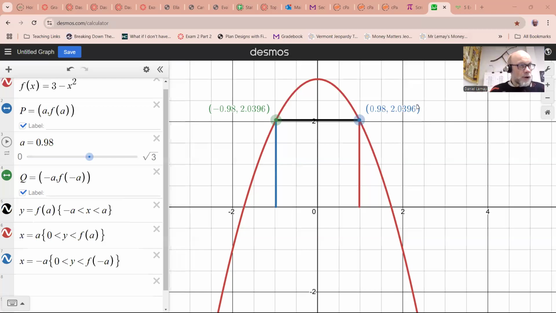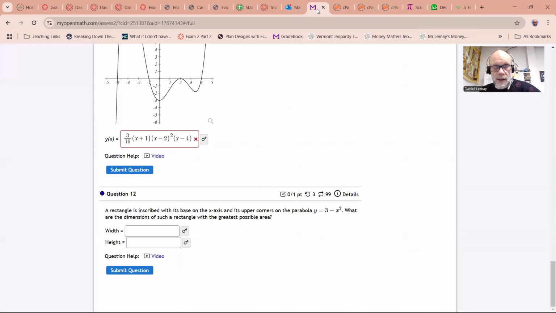I couldn't see a version of your problem, so I opened up my OpenMath version for section 3.3. Let me see if I can find my work here. Here it is. For number 12, it said, draw the rectangle that's inscribed with its upper corners on that parabola, and then find the dimensions of the rectangle with the greatest area.